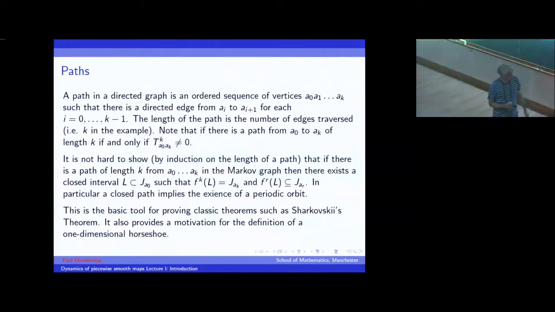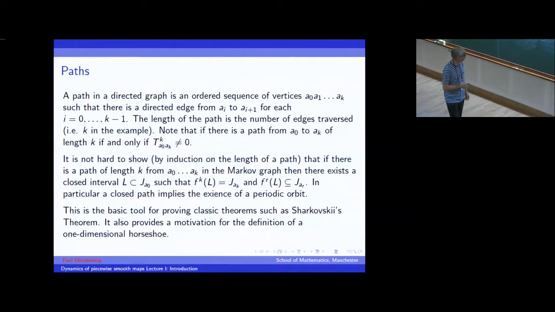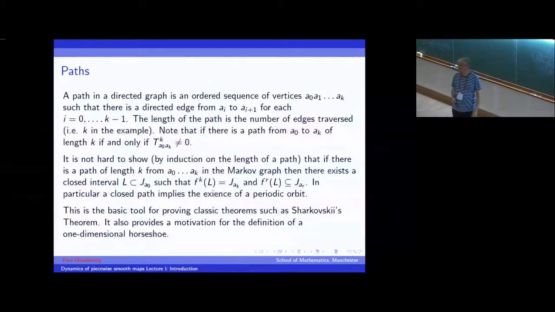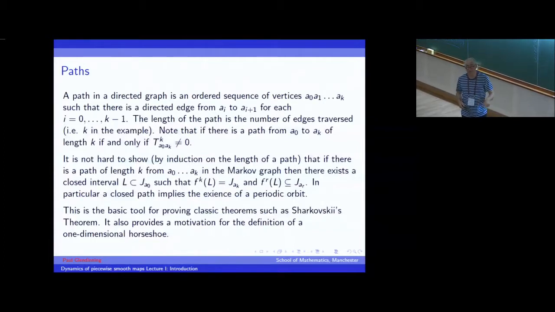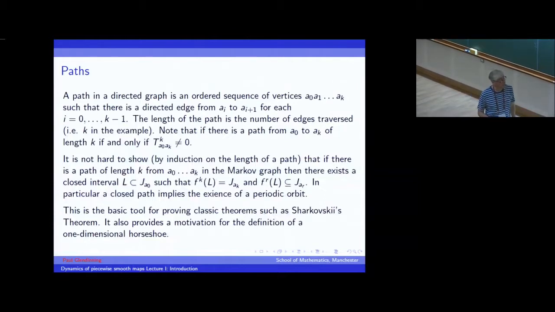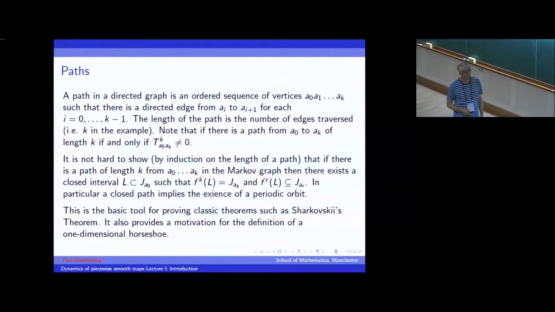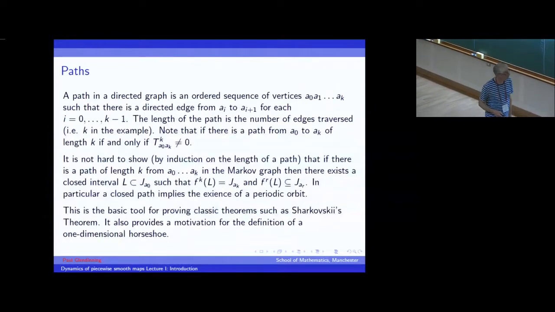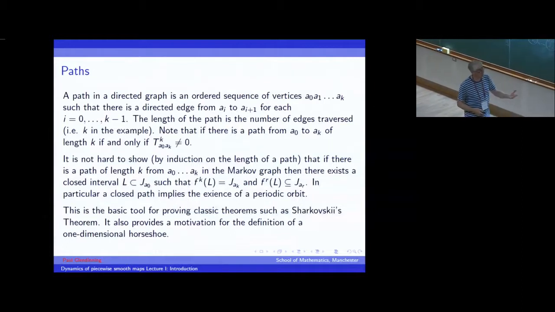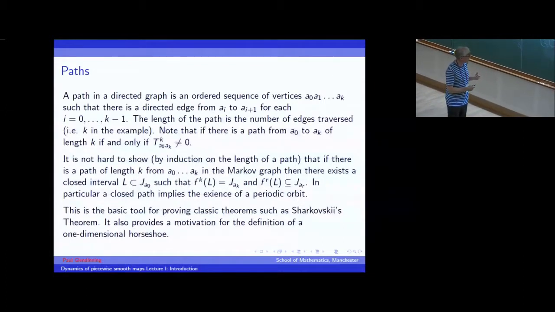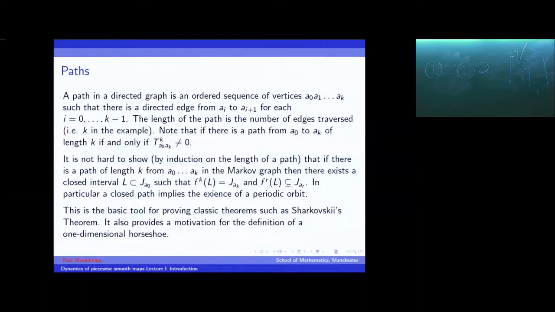So the trace of iterates of this matrix tells you how many independent periodic orbits there are of that period, independent in the sense that they're going through the intervals in the same order. And this is the basic tool for proving classic theorems such as Sharkovsky's theorem. With Sharkovsky's theorem, you make various assumptions. You show that the graph must have a particular form, and then you read off what periodic orbits it must have. Okay, I'm not going to do that.